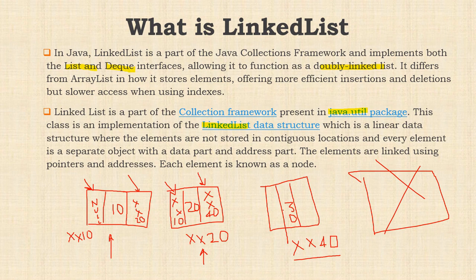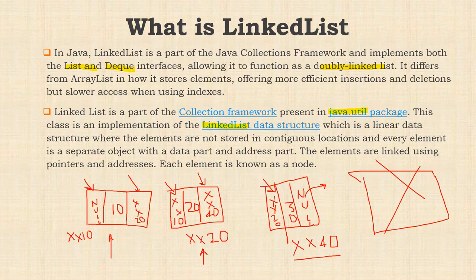At the time of the third node, what will it do? Here it will again store the address of the previous node, which is xx20. Xx20 is the address of the previous node. But what can we store here? There is no next node. This is our last node. So here it will again store null, because there is no next node after this node.